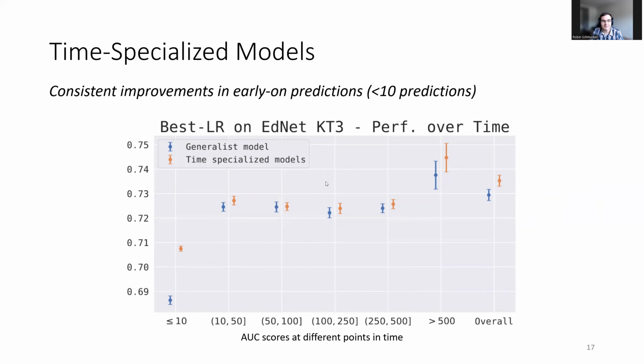And one thing which we observe for all 4 data sets are AUC improvements early on of the order of 1 to 2% for all 4 data sets. And in some cases, also the overall prediction accuracy is improved.